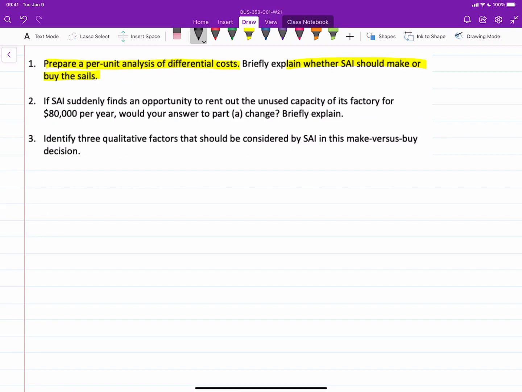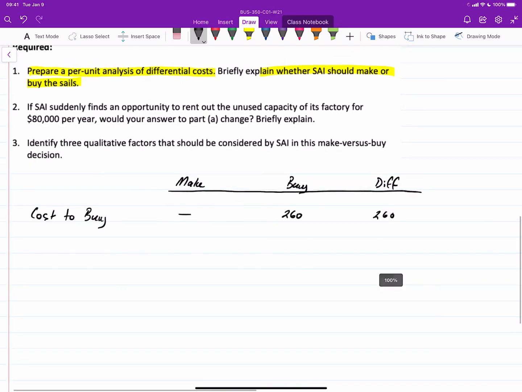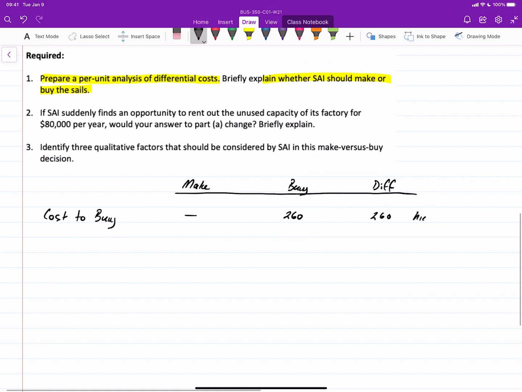So here are the options. We can make or we can buy, and we have a differential. I'm going to do them just slightly different from the example that we just did. I'm going to put the cost to buy first, just to give you a different perspective. So of course, if I make the product, I don't buy it, and it costs me $260 if I do buy it. So the difference is going to be $260 per unit, and that would be higher to buy.